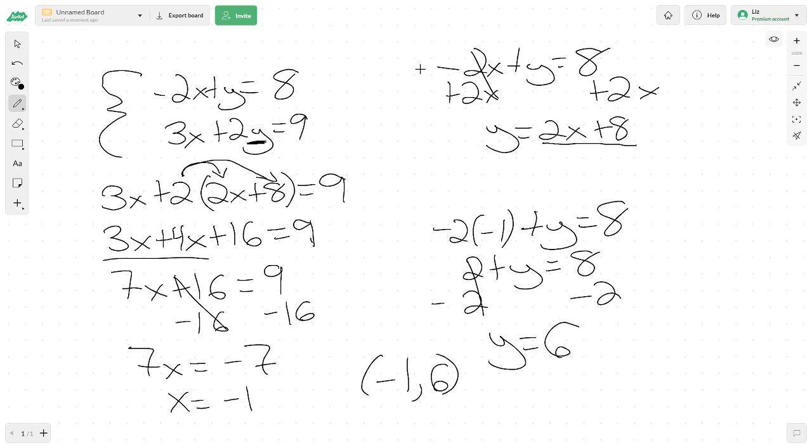And again, you can plug that in and make sure everything checks out. If I plug in the -1 here, that's going to cancel, it's going to make it a +2, plus my 6 will make it an 8. 3 times -1 will be a -3 plus 12. And 12 minus 3 is 9. So these do work out. So we did get the correct solution here of (-1, 6).